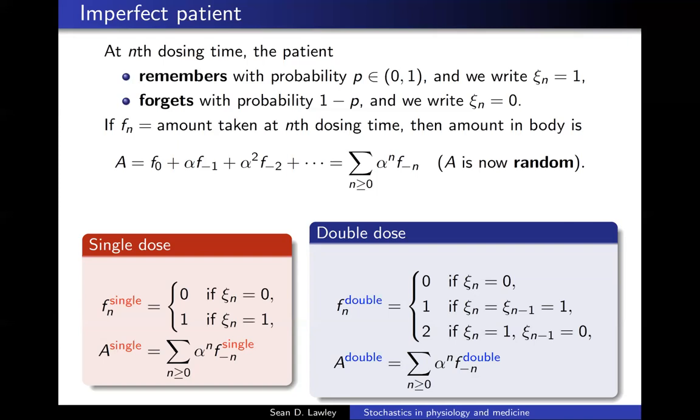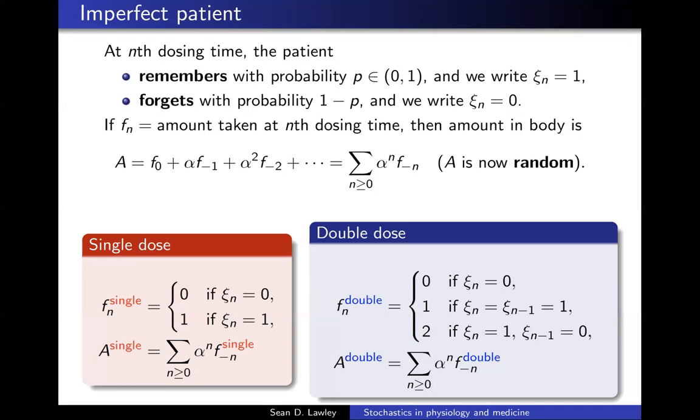Okay, and so what we really want to do is understand the statistics and the distributions of these two drug amounts in your body under these different protocols, and try to say which one would be better for the patient. How does that depend on the various parameters of the problem?